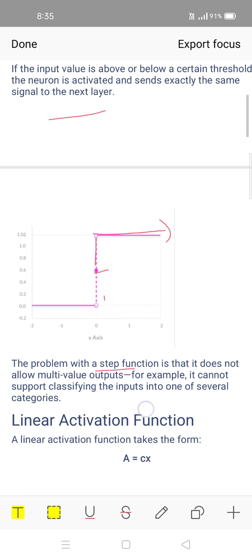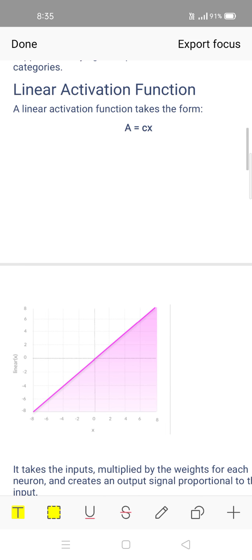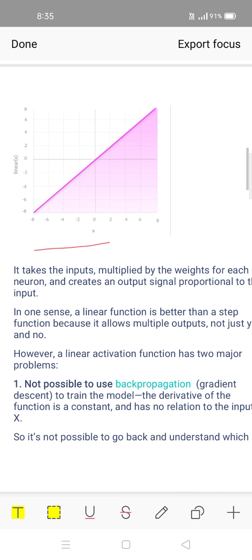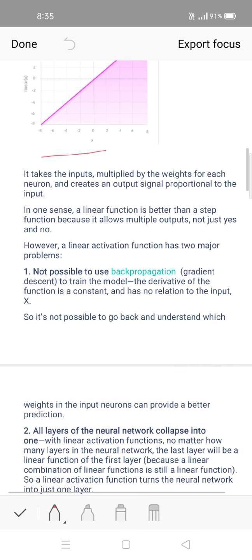Next we have the linear activation function, which takes the form A = Cx. See, this is the graph for that. It takes the input and multiplies it by the weight for each neuron and creates an output signal proportional to the input. In one sense, the linear function is better than a step function because it allows multiple outputs based on the weight, and then it creates the output signal.